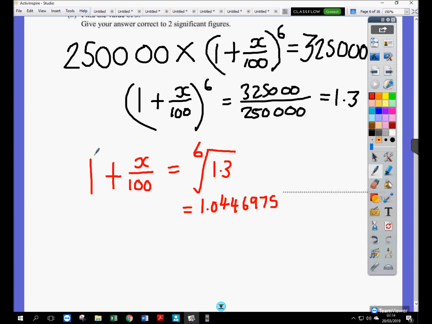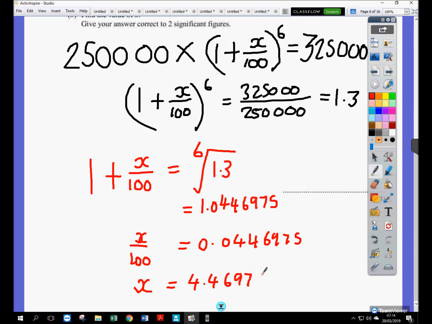Now, we're trying to work out what x is. You've got to do this in the right order. So if you subtract 1 from both sides, you end up with 0.044697. Finally, we want x. So times the right-hand side by 100, we end up with 4.46975. We want the answer to two significant figures. The two significant figures, that's 2 from the beginning, unless there are any leading zeros. The 6 will make the 4 round up, so the final answer is 4.5.